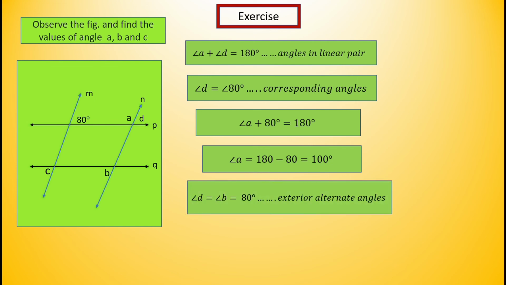Now let us consider these two angles, angle D and angle B, and these angles are exterior alternate angles. And according to the property, the exterior alternate angles made by the two parallel lines and transversal are congruent. And from this property, if the angle D measures 80 degree, then angle B also measures 80 degree.